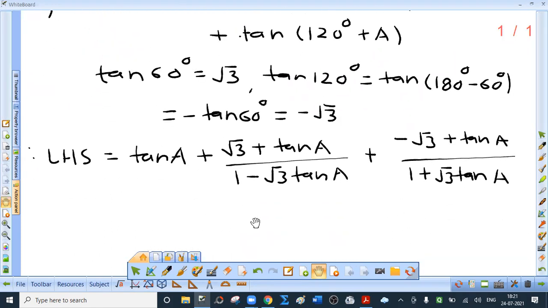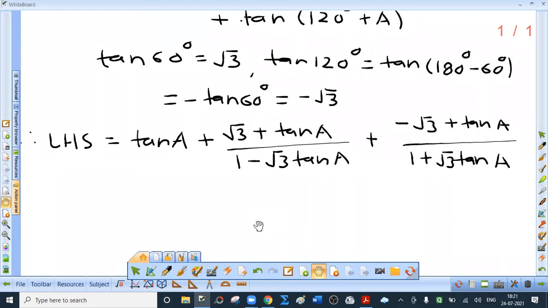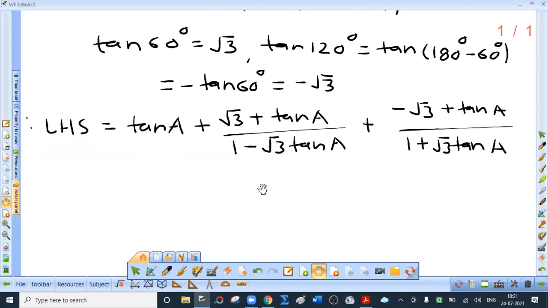I have omitted one step. I have directly written root 3. Basically, what is tan of alpha plus beta? Tan alpha plus tan beta upon 1 minus tan alpha tan beta. But tan 60 is root 3. That is why I have directly written root 3 plus tan A upon 1 minus root 3 tan A. Here also tan 120 degree is minus root 3, so minus root 3 plus tan A upon 1 minus (minus root 3) tan A, but tan 120 is minus, so it is plus.